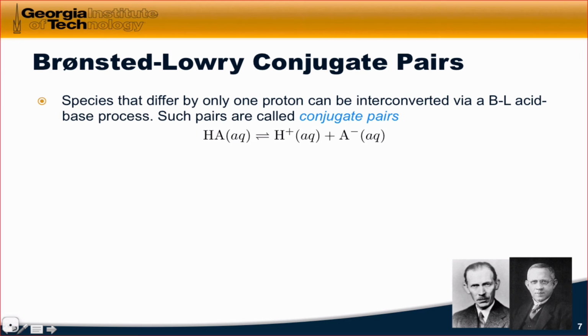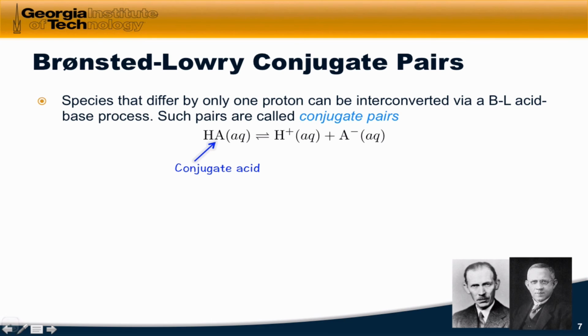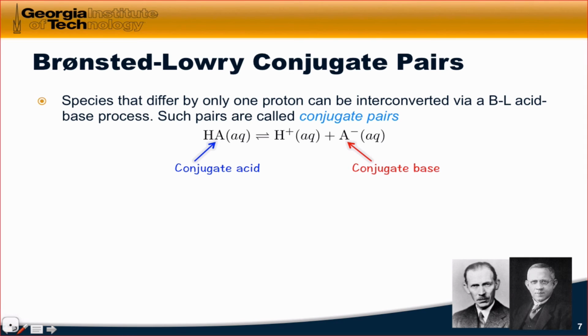So for example, we can convert HA into A- simply by dissociating a proton from it. These pairs, which are related by one proton, are called conjugate pairs. In this equilibrium, HA is called the conjugate acid since it contains one additional proton. It contains an extra proton, while A- is called the conjugate base since it's missing that extra proton.